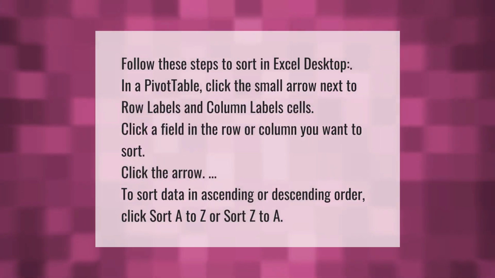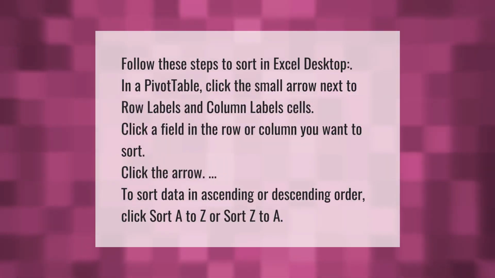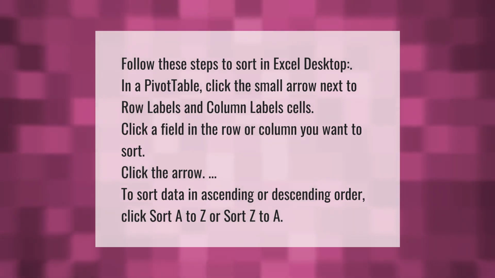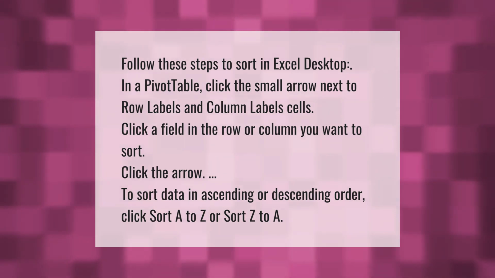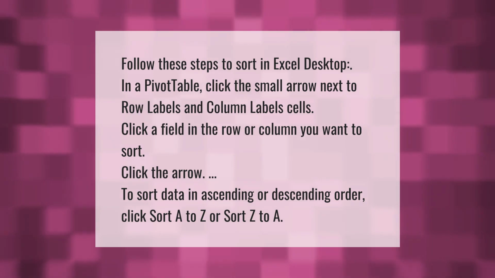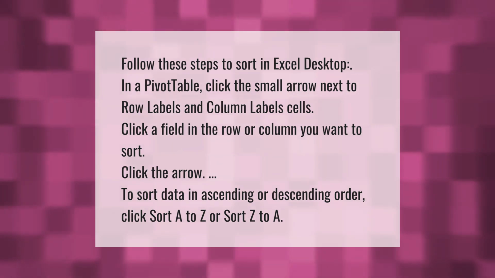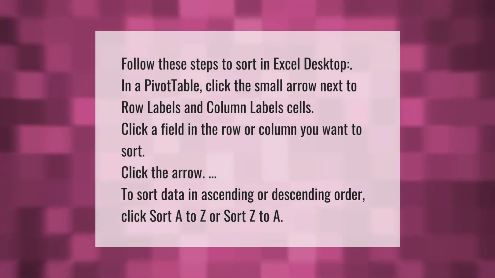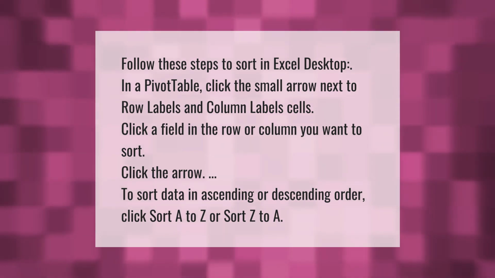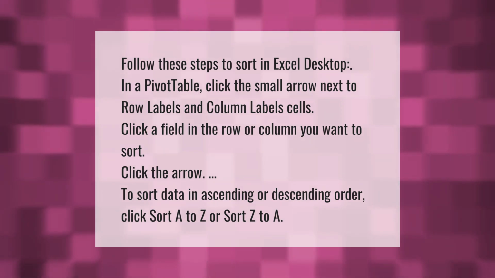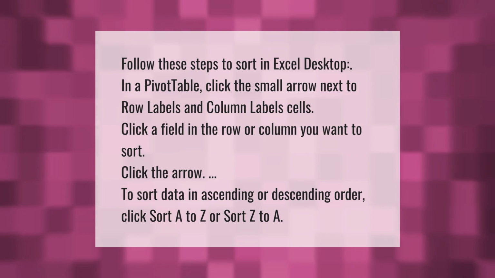Follow these steps to sort in Excel desktop. In a pivot table, click the small arrow next to row labels and column labels cells. Click a field in the row or column you want to sort. Click the arrow. To sort data in ascending or descending order, click Sort A to Z or Sort Z to A.